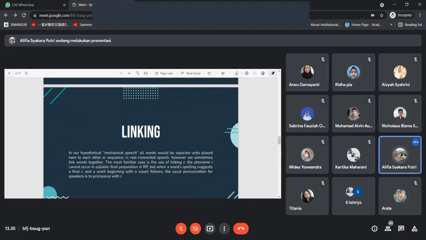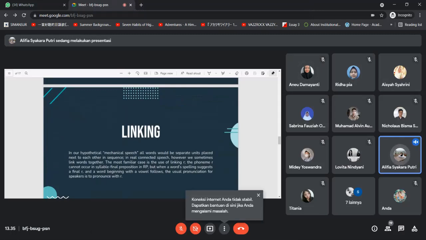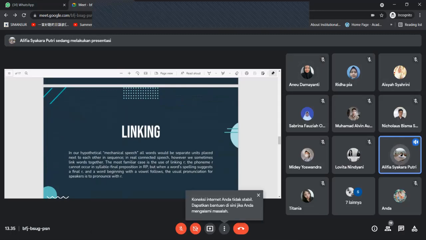The next is linking. Linking in our hypothetical mechanical speech of words would be spirit units placed next to each other in sequence. In real connected speech, however, we sometimes link words together. The most familiar case in the use of linking are the phoneme R cannot occur in syllable final preposition in RP. But when a word spelling gets a final R, and a word beginning with a vowel follows, the usual pronunciation for speaker is to pronounce with R.